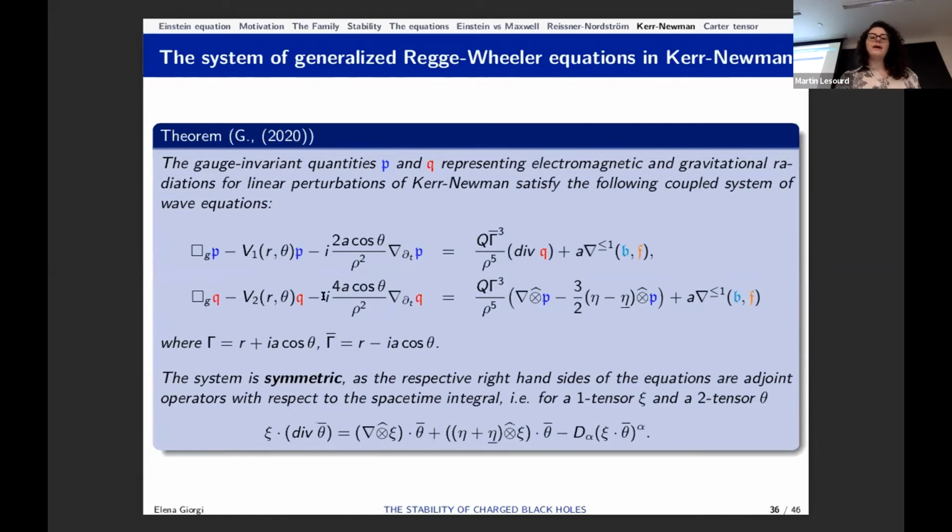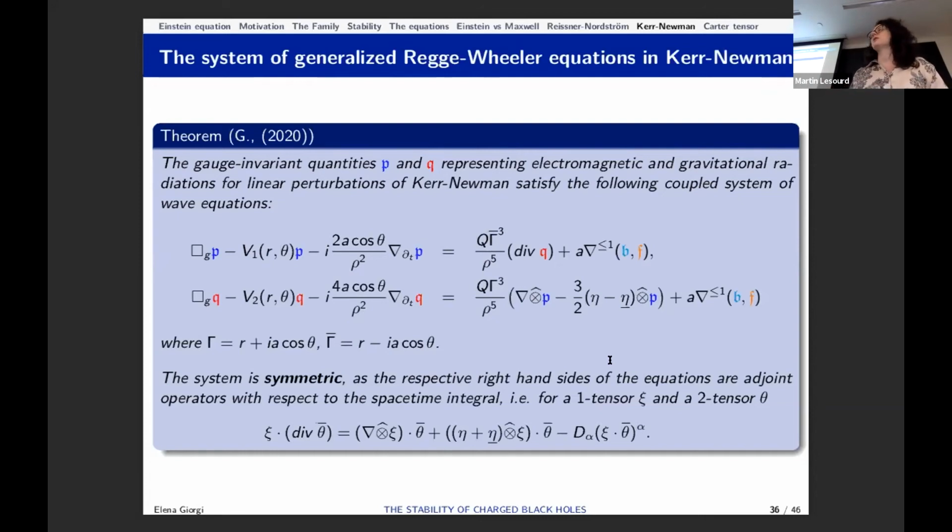Now here we have a combination of what happens in Kerr and what happens in Reissner-Nordström. So the left-hand side is this generalized Regge-Wheeler left-hand side, which is just like the one in Kerr, so it has good properties. But now on the right-hand side, you have this coupling that is a little bit more complicated. It involves this gamma and this eta bar, which are non-zero in Kerr-Newman, though not in Kerr. But nevertheless, this exact combination of this function gamma bar and this function gamma to the third makes the whole system symmetric.